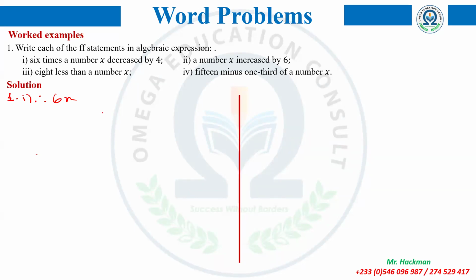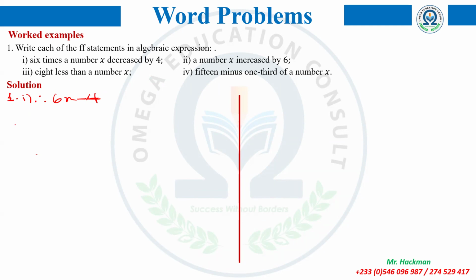Decrease by is for which operation? Addition, subtraction, multiplication, division. Subtraction. So decrease by 4 will mean minus what? 4. So that will be the algebraic expression form of the statement that we have there. Is my point well made, my professors? Yes, sir.